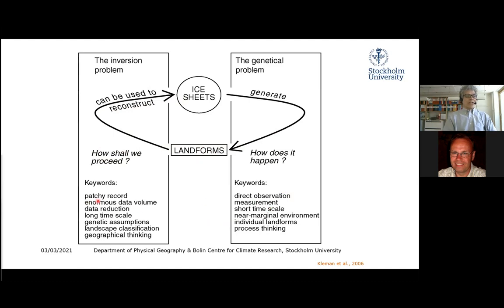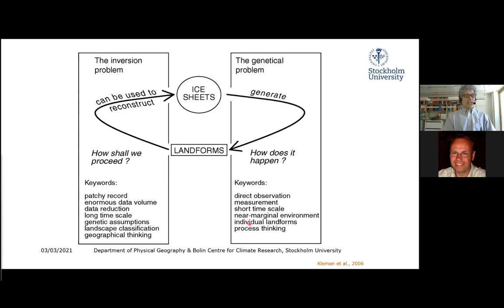We have a lot of landforms. It's a patchy record, not continuous. Lots of data, enormous data volume, so we need to do some data reduction to make sense of it. You can't just deal with 200,000 landforms. These are formed over a long time scale. They could be the formation of a month, but we don't know if that month is 10,000 years ago, 20,000 years or 100,000 years ago. So we deal with long time scales.